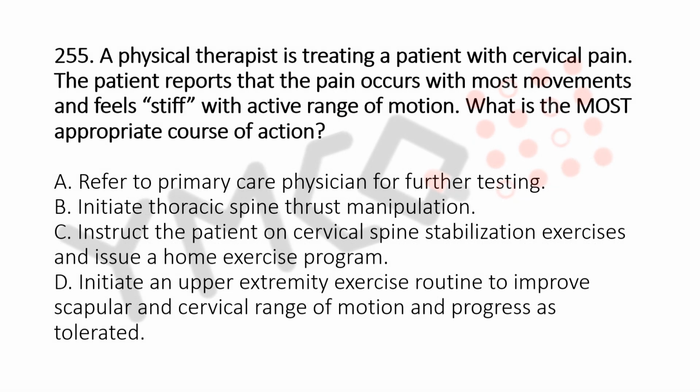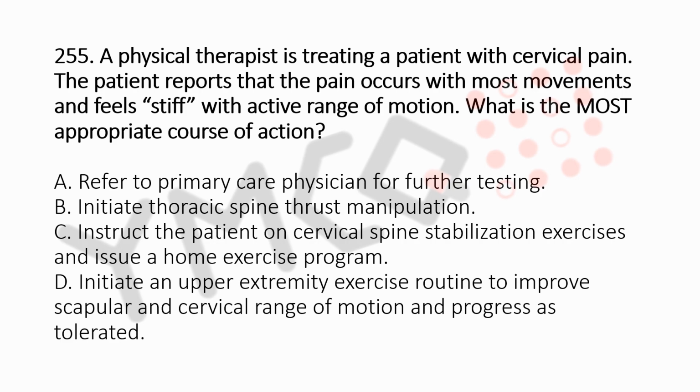A physical therapist is treating a patient with cervical pain. The patient reports that the pain occurs with most movements and feels stiff with active range of motion. What is the most appropriate course of action? Option A, refer to primary care physician for further testing. Option B, initiate thoracic spine thrust manipulation. Option C, instruct the patient on cervical spine stabilization exercises and issue a home exercise program. Option D, initiate an upper extremity exercise routine to improve scapular and cervical range of motion and progress as tolerated.